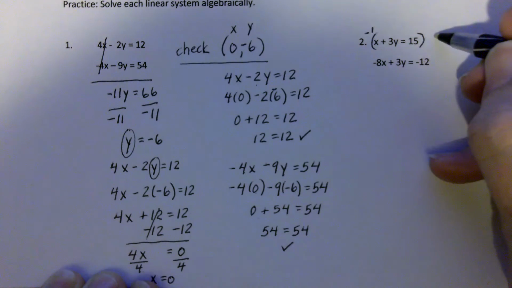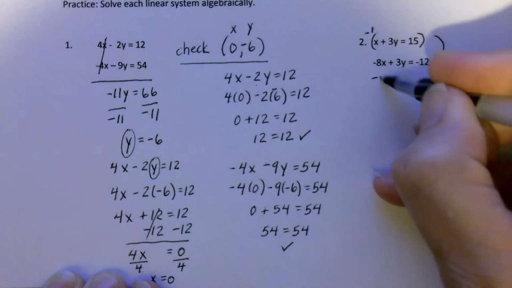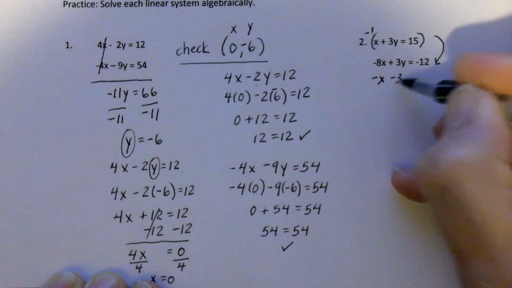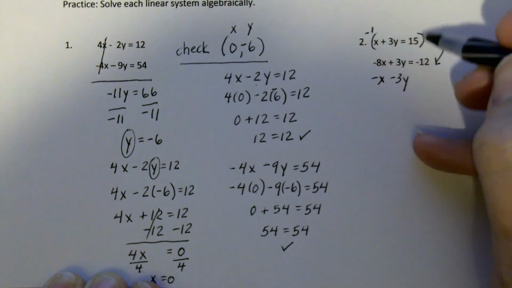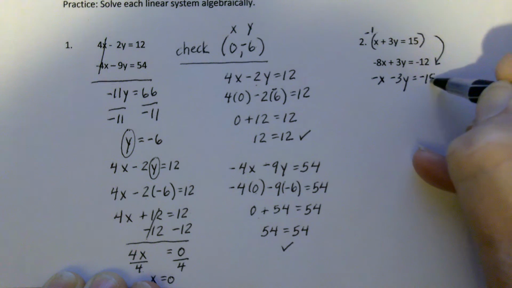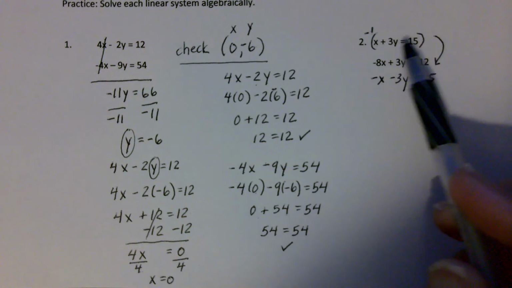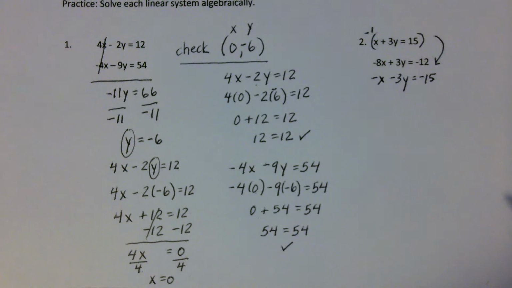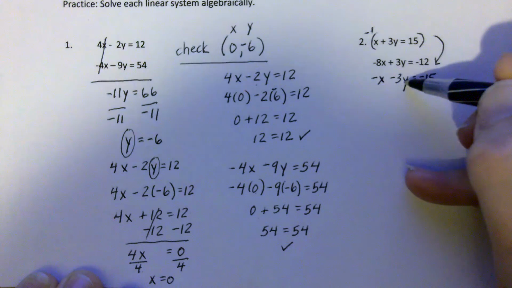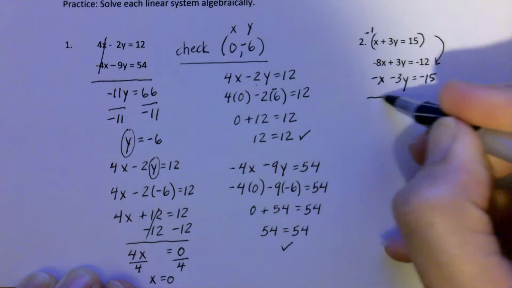And when I do that, -1 times x is a -x. -1 times a +3y is a -3y. And -1 times a +15 is a -15. Remember, to balance the equation, we have to multiply every single term by that number outside. Now, I have a +3y and a -3y. That's a 0 pair. So I'm able to eliminate them.